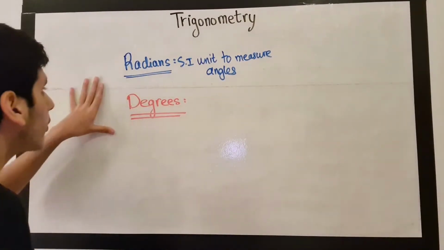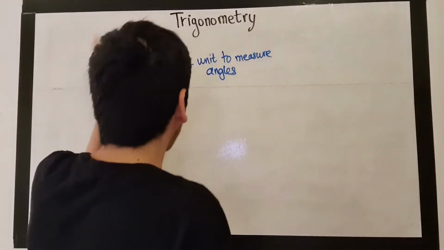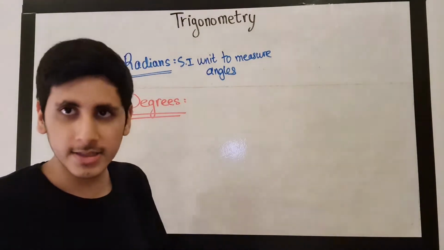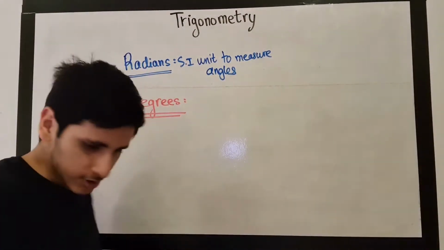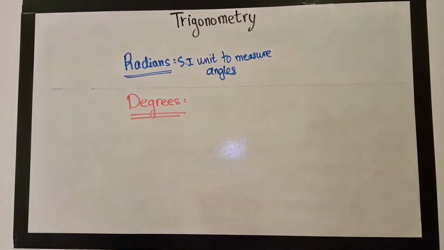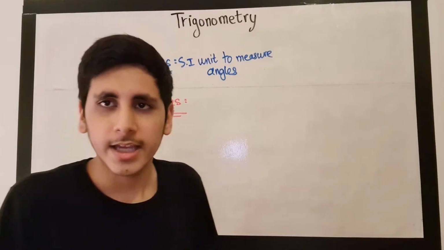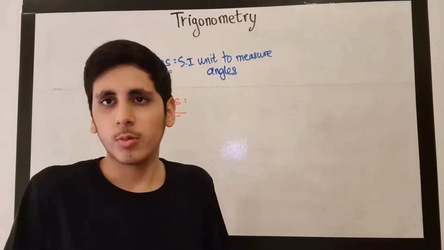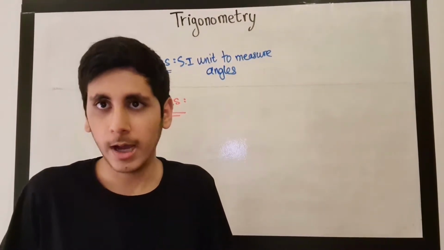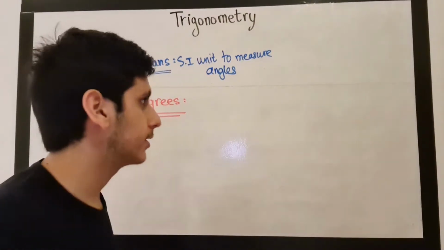So why are we using radians, and why are radians the convention or the SI unit? I'll explain that in this video. So let me first define on board what 1 degree actually means. When we say degrees, we know what to do with it. We know how to use degrees in measuring angles in various shapes.